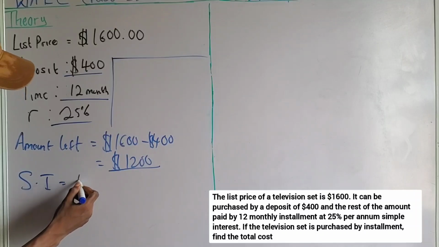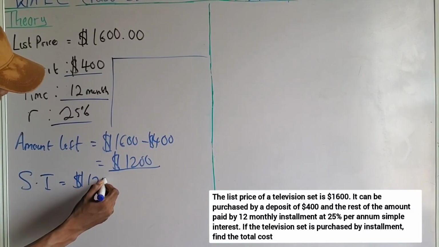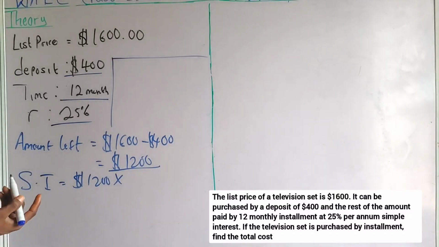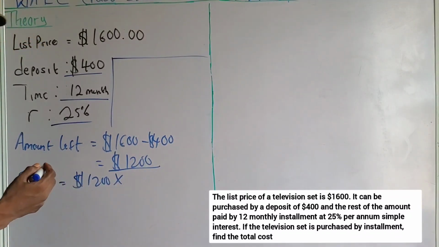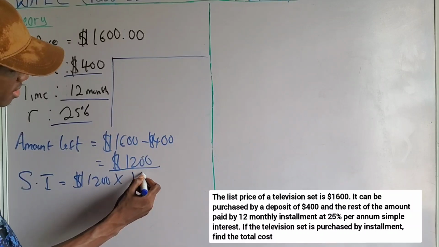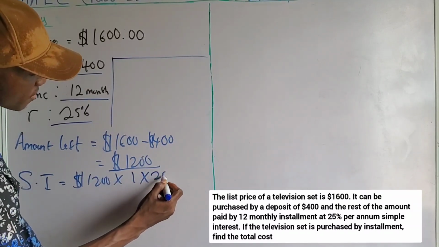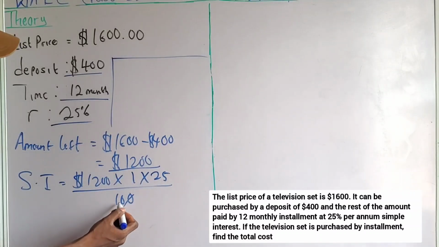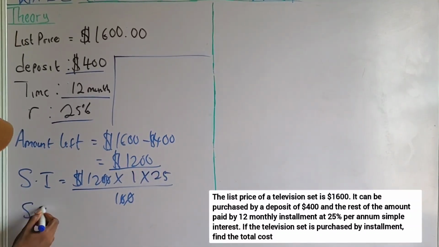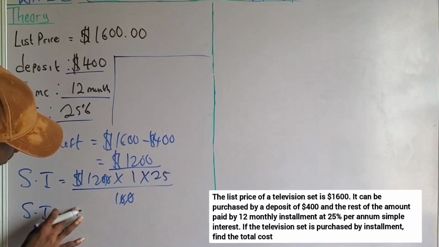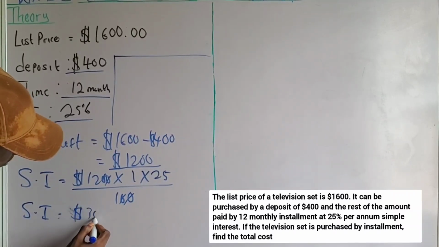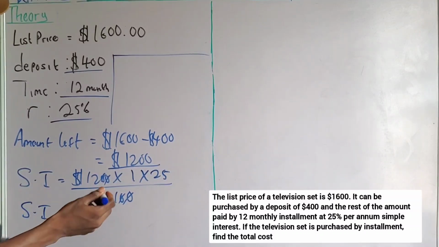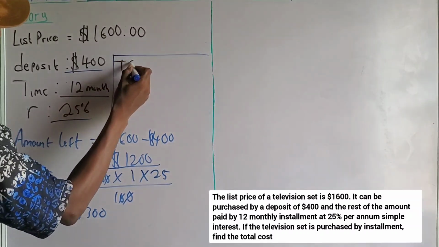The principal you want to pay is 1,200 multiplied by the time. The time is 12 months, so 1 year. 12 months is 1 year, and we are told that it is per annum, so it is 12 times 1 times rate, which is 25 all over 100. So I'm going to have this cancel this. So the simple interest is $300.